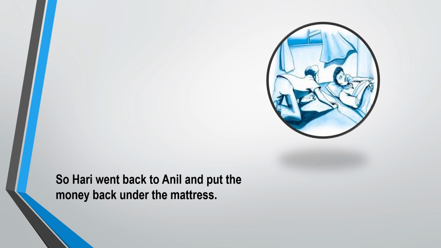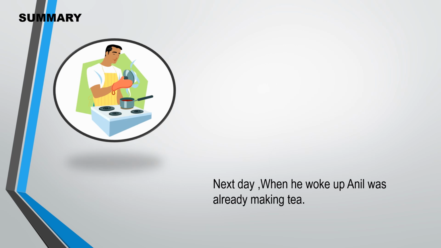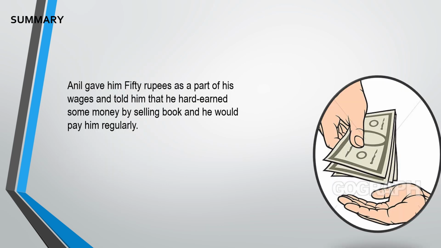So Hari went back to Anil and put the money back under the mattress. Next day, when he woke up, Anil was already making tea. Anil gave him 50 rupees as part of his wages and told him that he had earned some money by selling a book and would pay him regularly. He told him that he had earned enough money that he could pay his wages early.